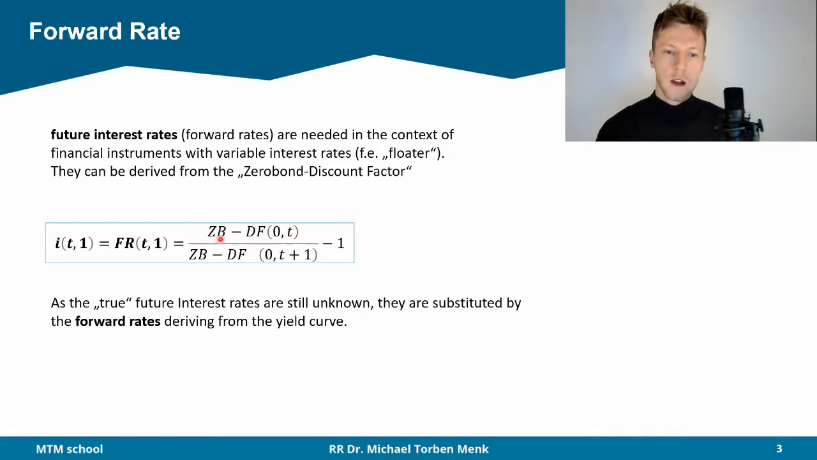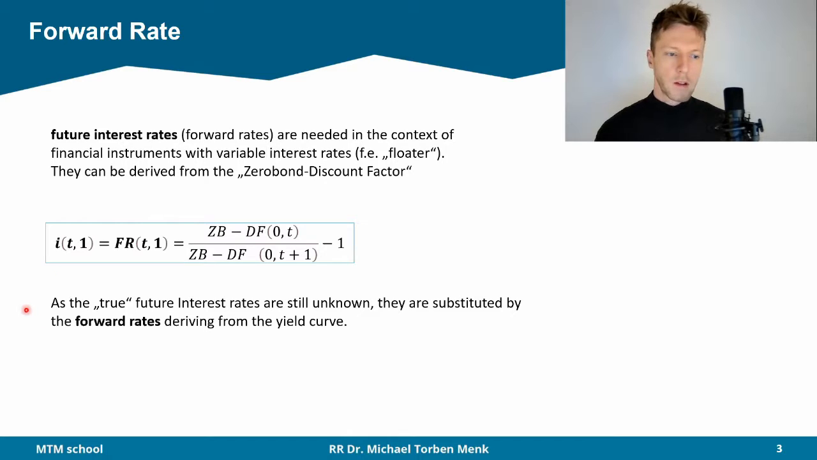So the zero bond discount factor can be directly derived from the yield curve, and it's the only thing you need in order to generate the forward rate mathematically. But I know it's unclear what's meant by this. We come to this on the next slides. So therefore, we are going to the next slides.